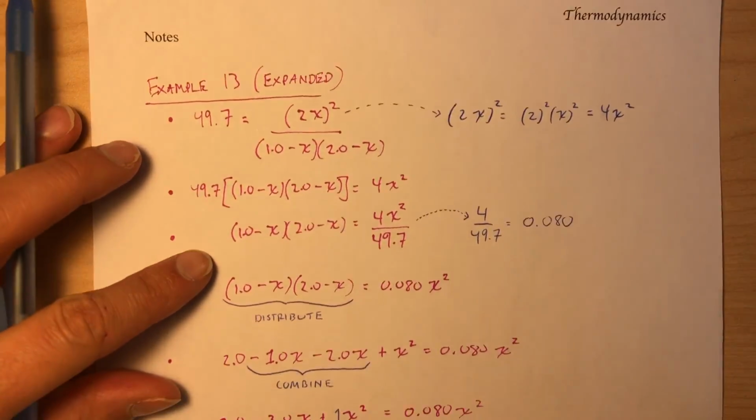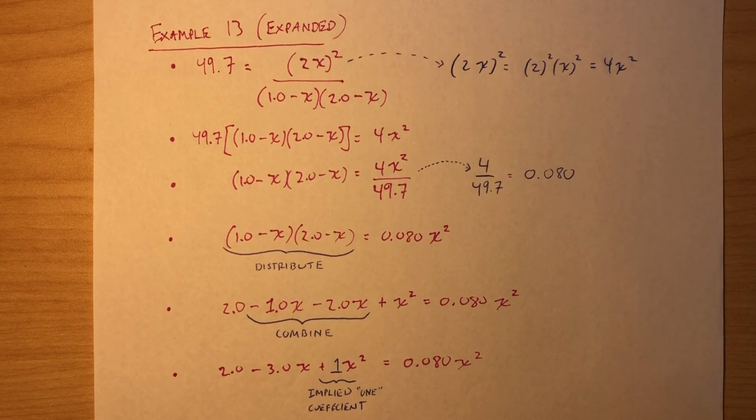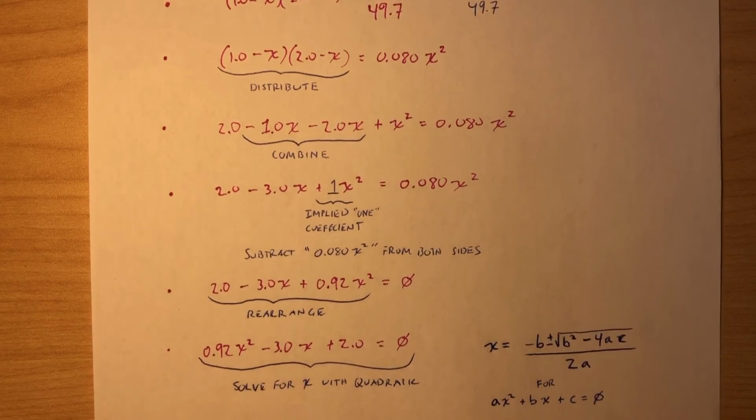Before we move on to our next lecture, here's the expanded work to show how x is equal to 0.93 for example 13. And then I will move the page down so you can see the rest.